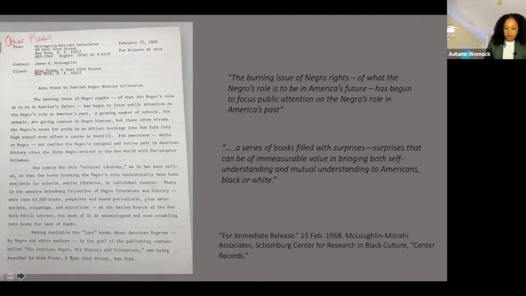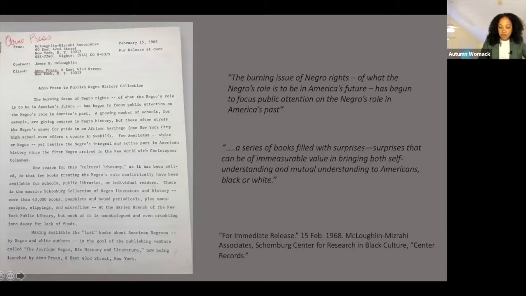Traversing a range of genres and writers from the canonical, like Frederick Douglass, to the obscure, the release teased a series of books filled with surprises that can be of immeasurable value and bringing both self-understanding and mutual understanding to Americans, Black or white. Under the stewardship of William Loren Katz, a New York school teacher and the author of the textbook Eyewitness, The Negro in America, the series was promoted as equal parts recovery work and preservation. It would cement the relationship between past and present while rescuing Black literary archives from a so-called dark future.